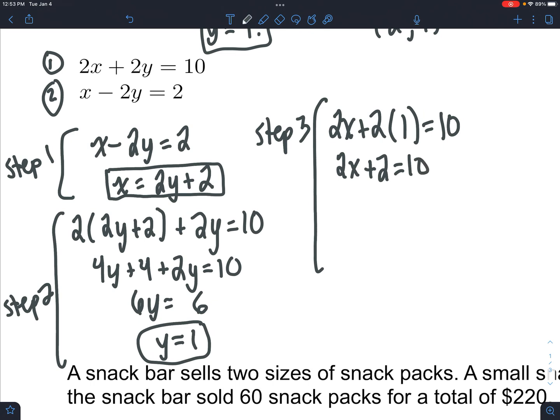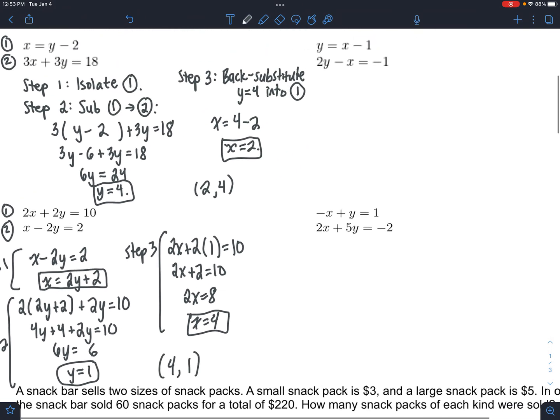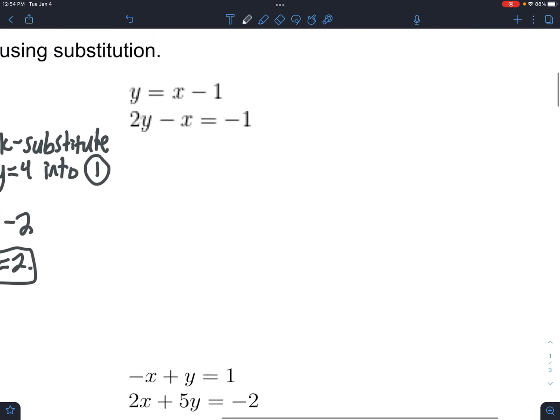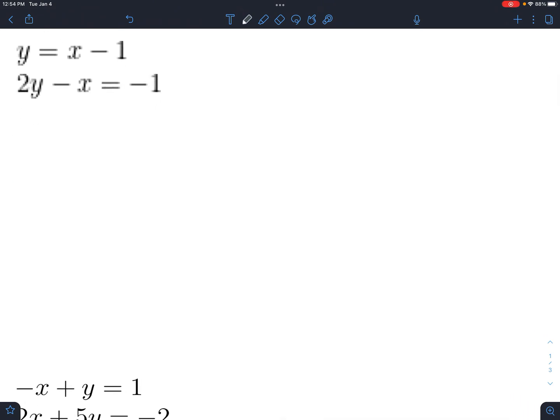So ultimately all we get is just x equals 4. So this would be the solution to that system. Okay? Go ahead and try this one. Go ahead and pause and then see if you can work this one out before you continue, okay?